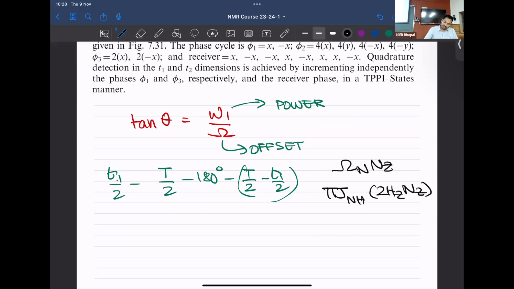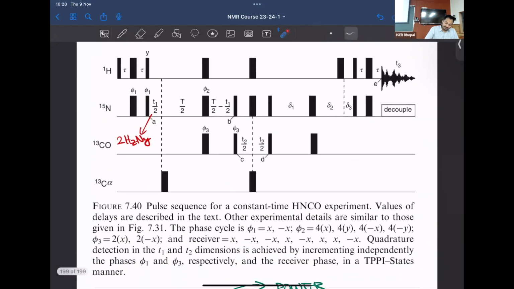And you will also have pi J NC prime to NZ C prime Z, where C prime is a carbon. So my request to you is that you go and do this module, which will help you understand nitrogen chemical shift will evolve along with the N-C prime coupling that will also evolve. So basically you achieve two things simultaneously. You get the chemical shift labeled and you transfer the coherence to carbonyl.